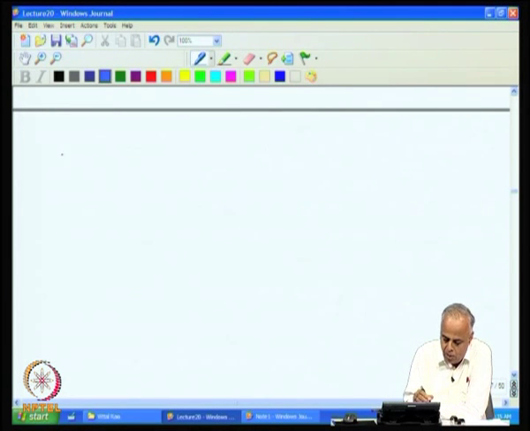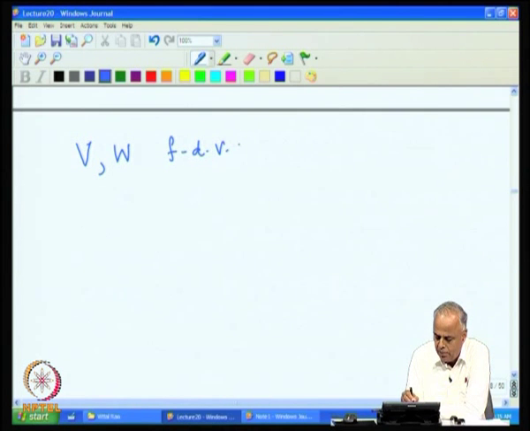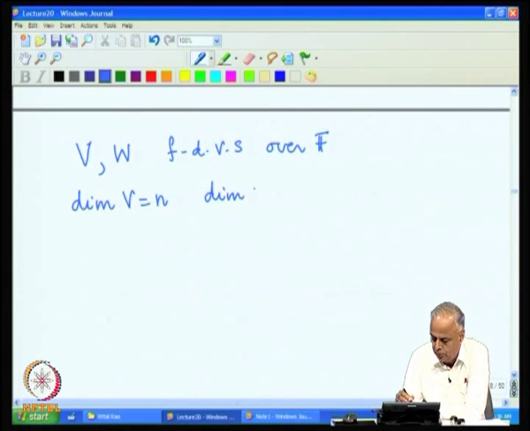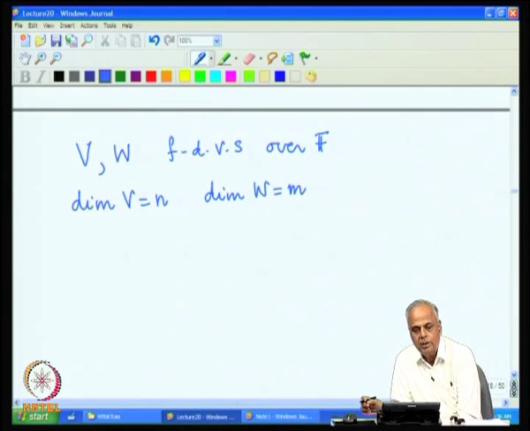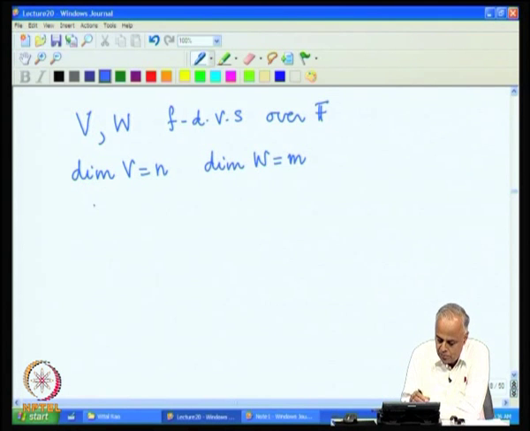So, let us look at now a vector space V and a vector space W. Let us deal with finite dimensional vector spaces for the time being over a field F. Let us say the dimension of V is equal to n and the dimension of W is equal to m. So, we have two vector spaces, both are finite dimensional, one of them has dimension n, the domain space, and the codomain space has dimension m, and we have a linear transformation.